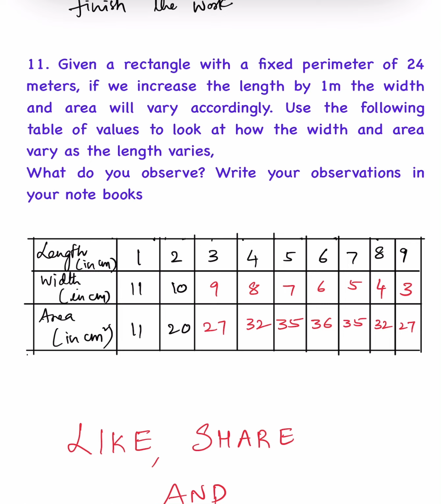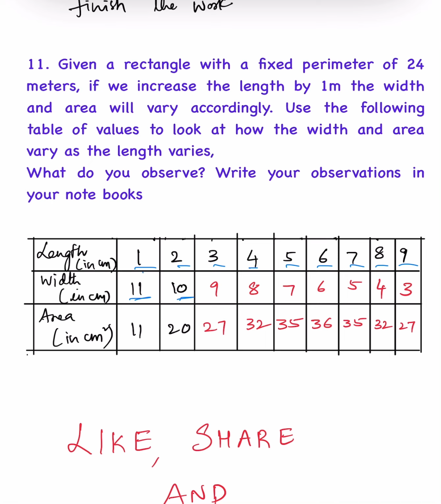That means length is given 1 to 9. Okay, here 1, 2, 3, 4, 5, 6, 7, 8 and 9. Width is 11, 10. These two values are given. So we have to fill the rest of the values: 11, 10, 9, 8, 7, 6, 5, 4, 3. Okay, what will be the area then? What is area? Length into width.